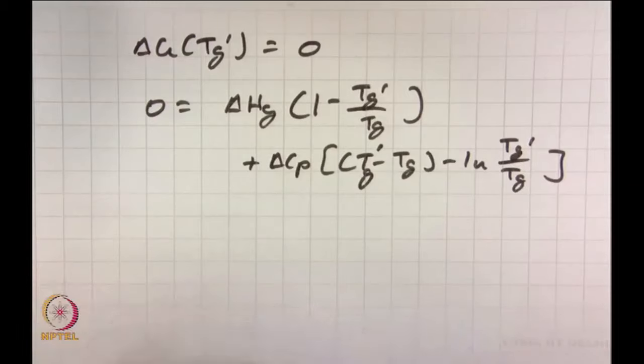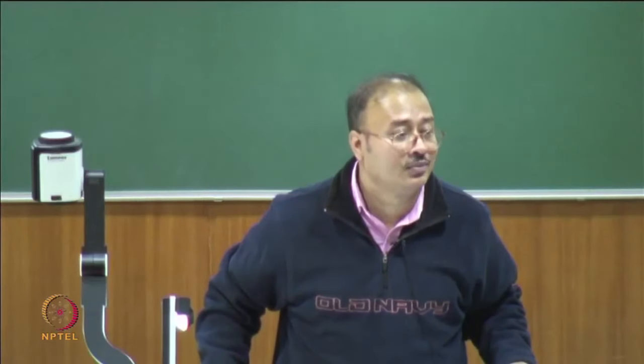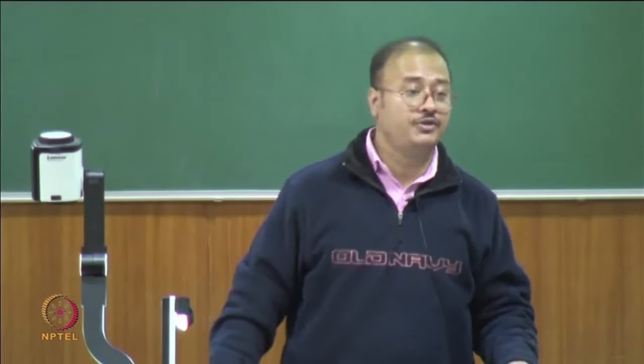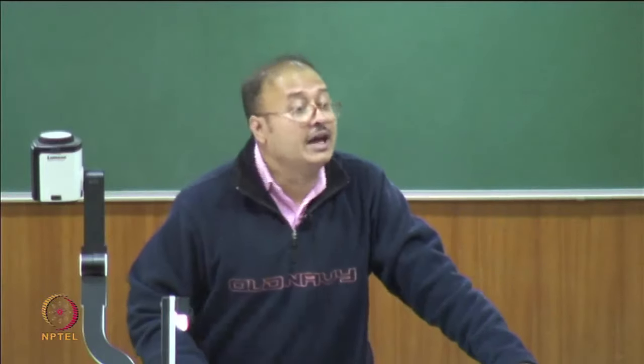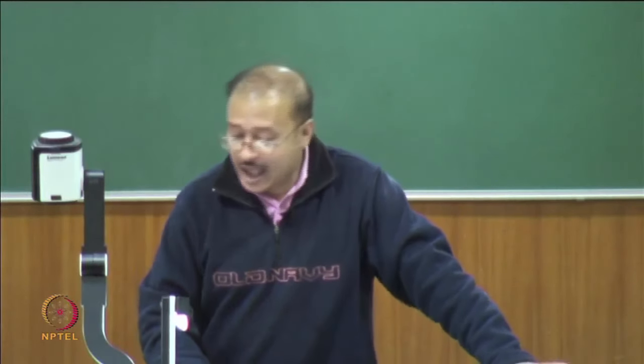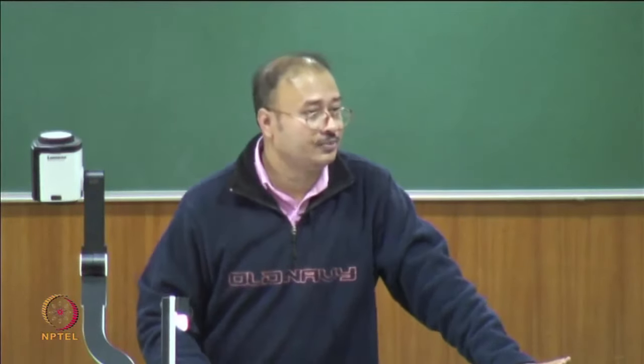Okay. And this equation has to be simplified further to get T_g prime, but the problem is that you have a certain term which will actually hamper your simplification. It is the natural log of T_g prime over T_g. See, everything else is very straightforward.